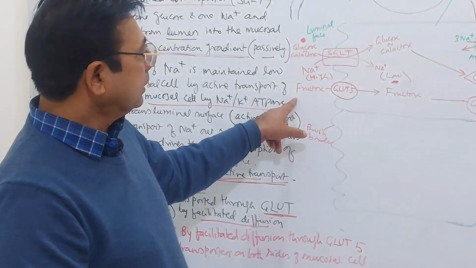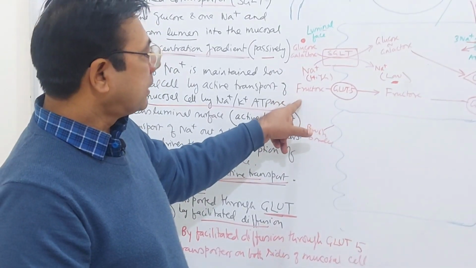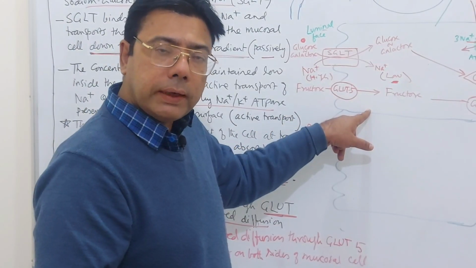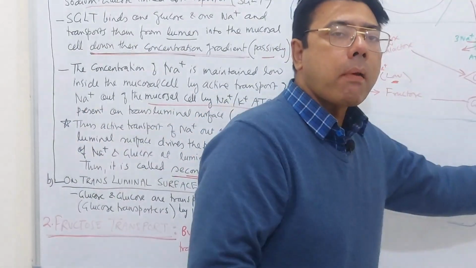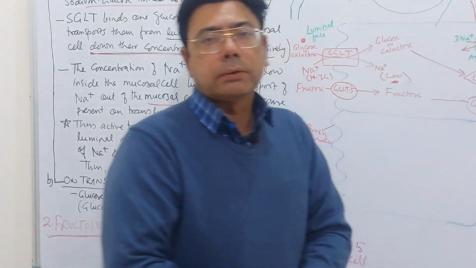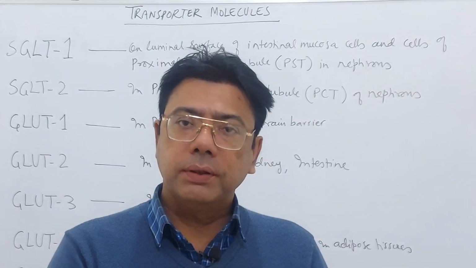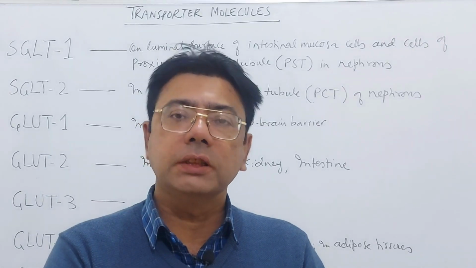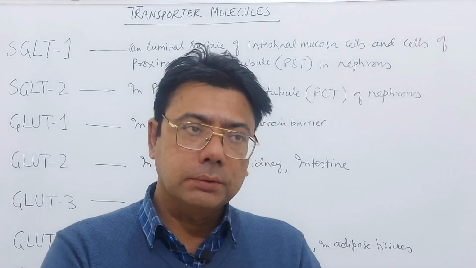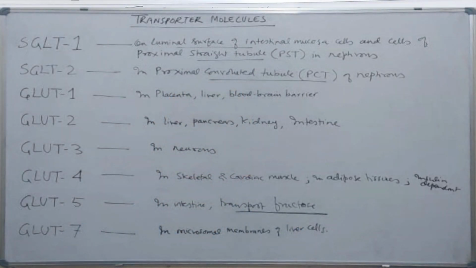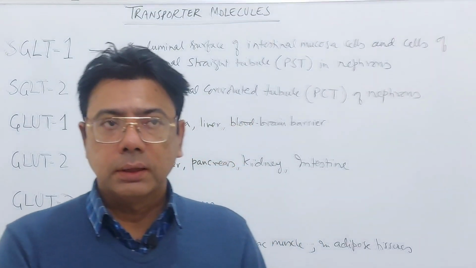So fructose from the intestinal lumen is absorbed passively through GLUT5, and on the transluminal surface also it is absorbed through the same mechanism. Now students, once you know the differential roles of SGLTs, meaning sodium glucose linked transporters, and GLUTs, meaning glucose transporters, in the transport of various monosaccharides, it is very useful for you to know their differential distribution.